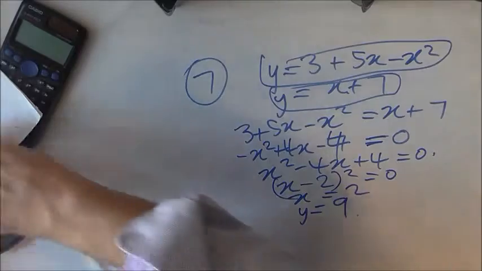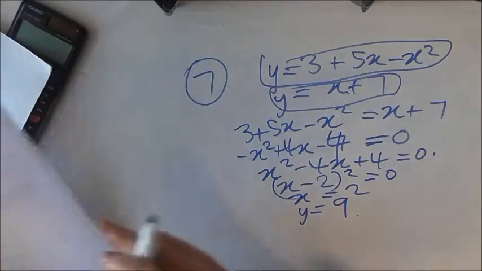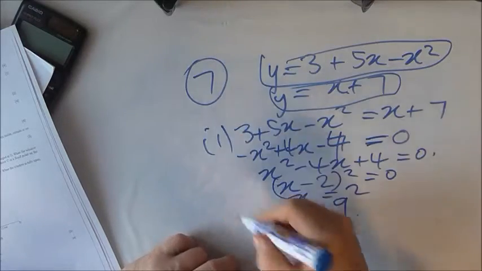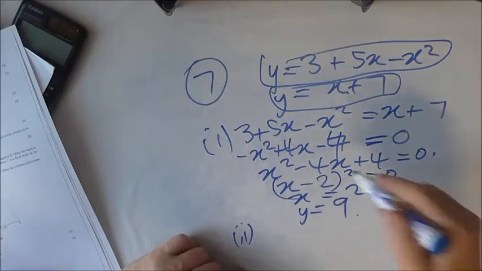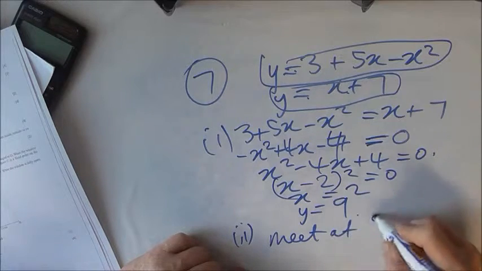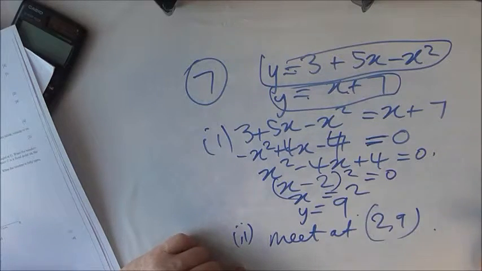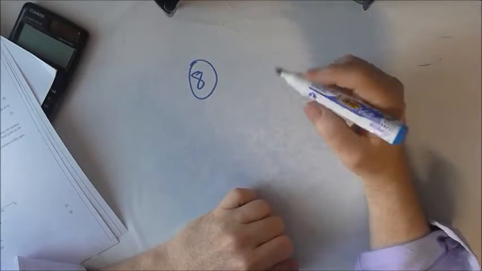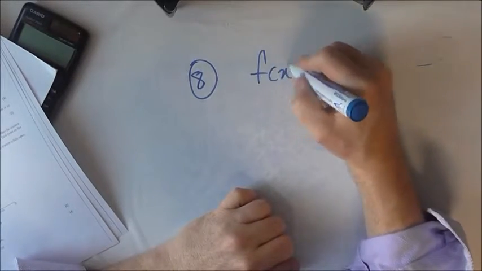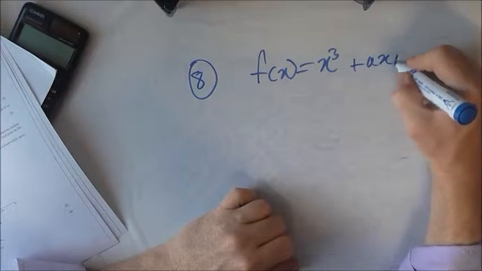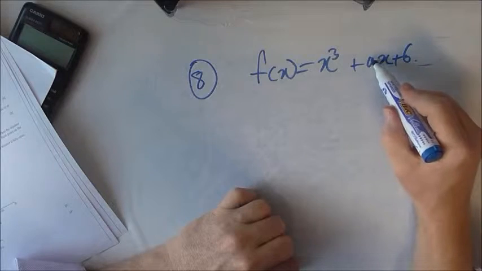So just checking what I was asked to do. Was I asked to provide a point of intersection? No, I wasn't in part 1, but I'm in part 2. What I've just discovered is that the graph of that and the graph of that meet at 2, 9.